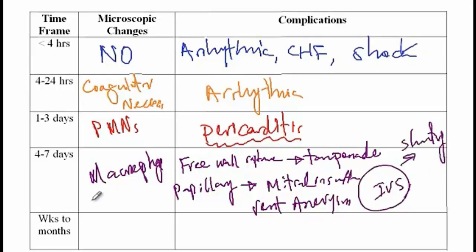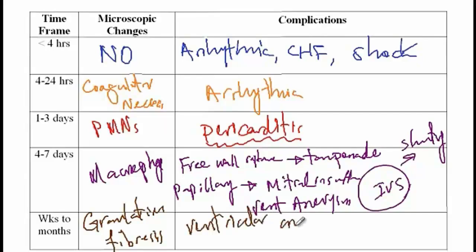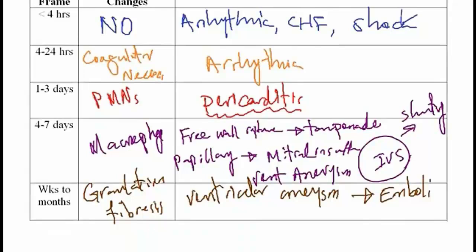And then finally, the interventricular septum can be ruptured, and thus there would be shunting of blood from the left to the right side. And then finally, weeks to months after the injury, there would be granulation tissue as well as fibrosis. And so there would be increased risk of ventricular aneurysm in these patients that increases the risk of emboli formation. In addition, because of the immunologic reaction, these patients can develop Dressler syndrome. So here we can have Dressler's syndrome, which causes inflammation of the pericardium. So they have similar symptoms to the pericarditis.